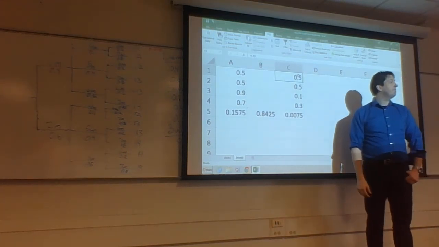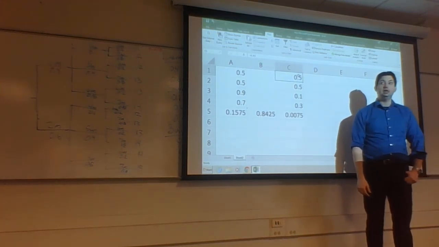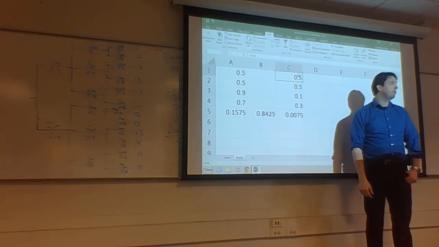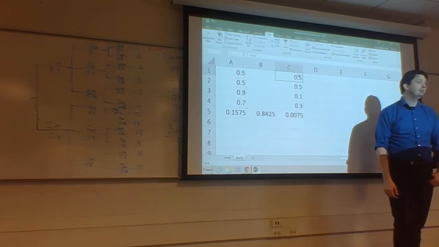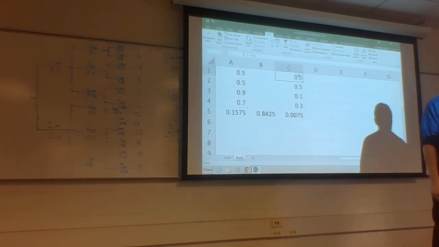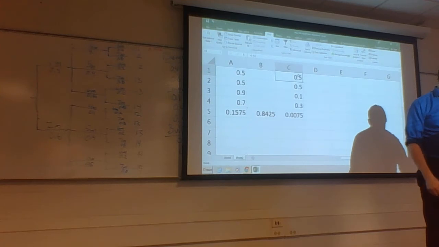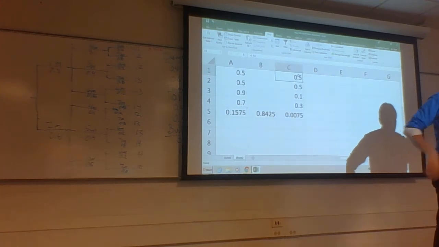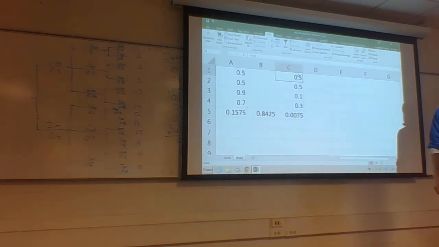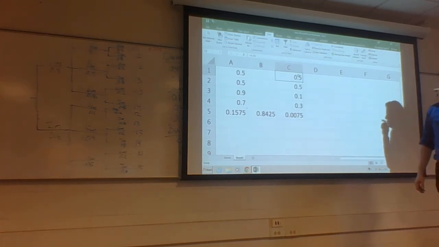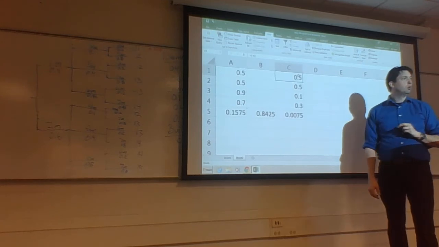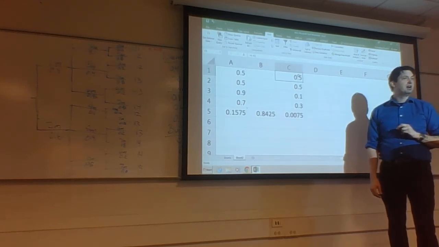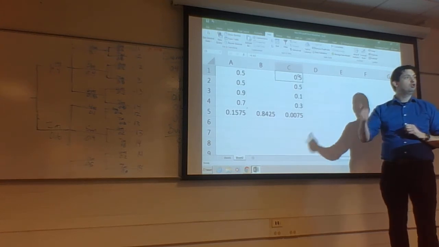And what's fun is now we can figure out what is the probability that at least one person shows up, but not everyone. How would we figure that out? Yeah, CJ. So 1 minus 0.0075. Well, that would be at least one person showing up. I wanted at least one person showing up and not everyone. So I wanted one, two, or three.